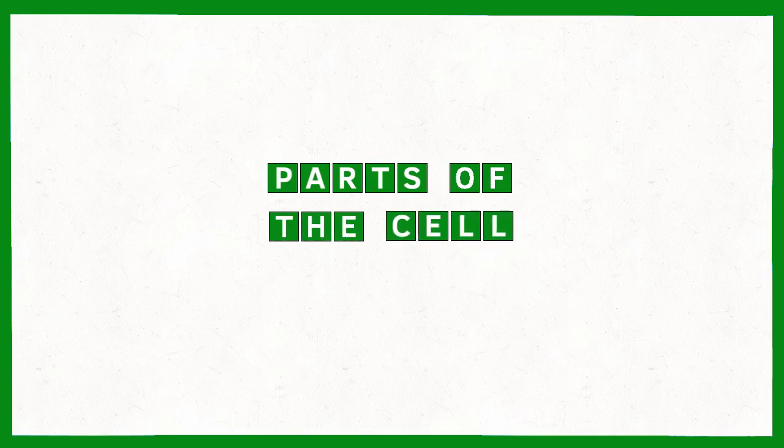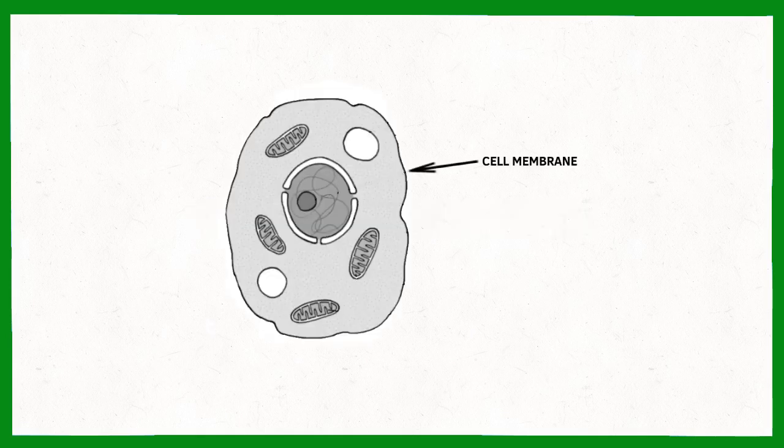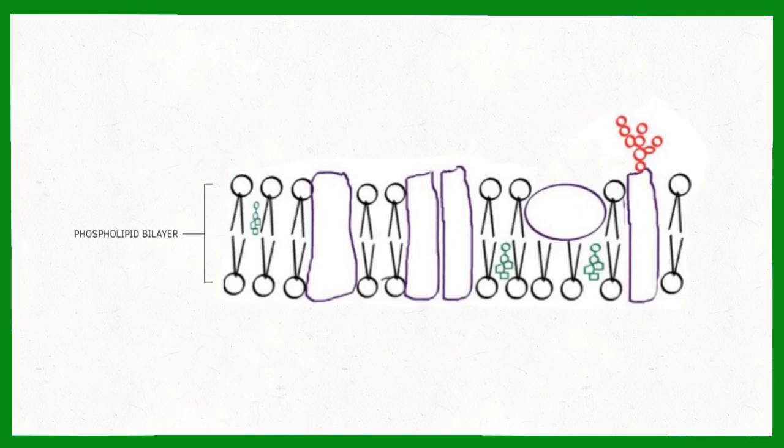Parts of the cell. Although some cells may vary in size, shape, and form, they all share a common basic structure. First, cell membrane. Cell membrane, also called plasma membrane, is a thin membrane that surrounds every living cell. The cell membrane is composed of phospholipid bilayer. It is composed of a globular polar and hydrophilic head, and two slender nonpolar hydrophobic tails.